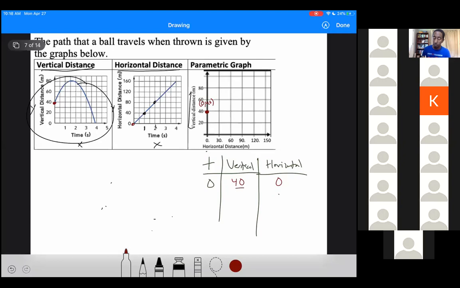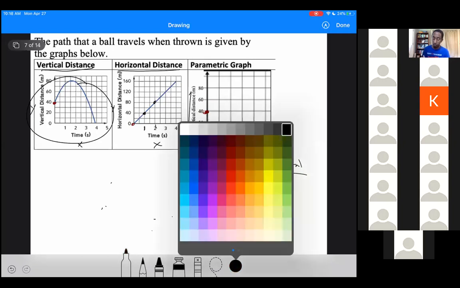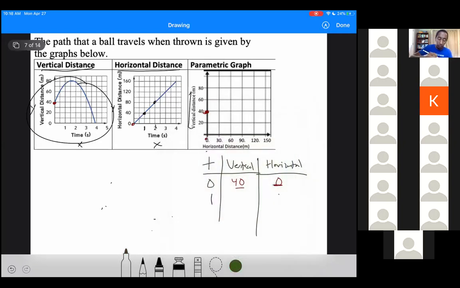So vertical distance is 40. That's what this is. Horizontal distance is 0. That's what this is. Okay? And then let's say we try 1. At t of 1, what is the vertical distance? So at t of 1, the vertical distance is right here. That is, let's call that 75, the vertical distance. And at a t of 1, the horizontal distance is 40.